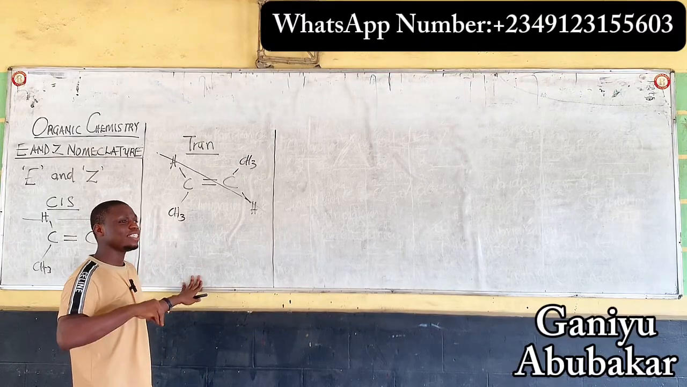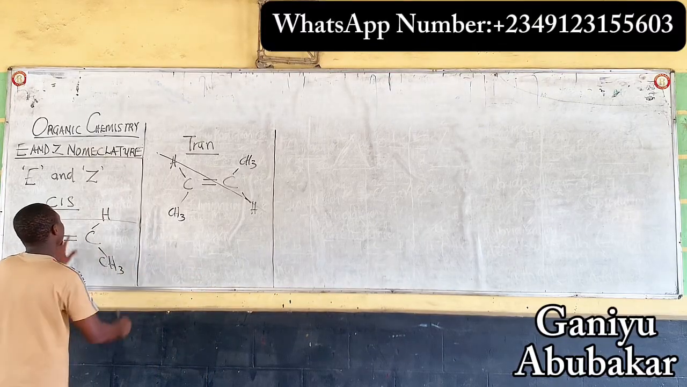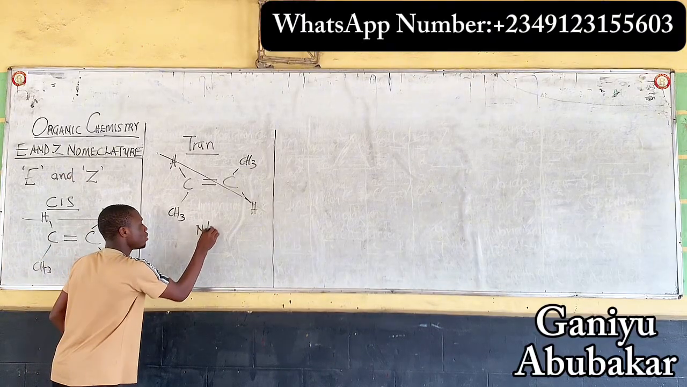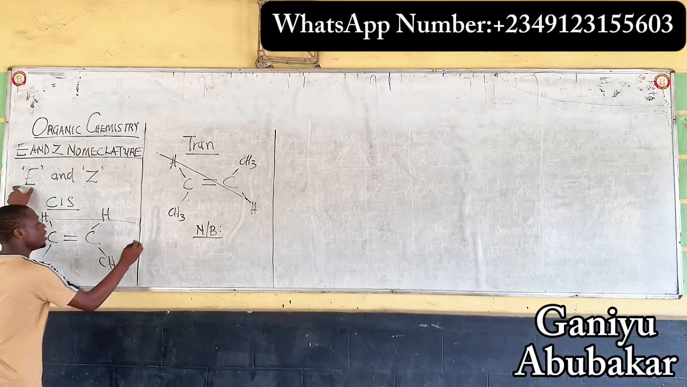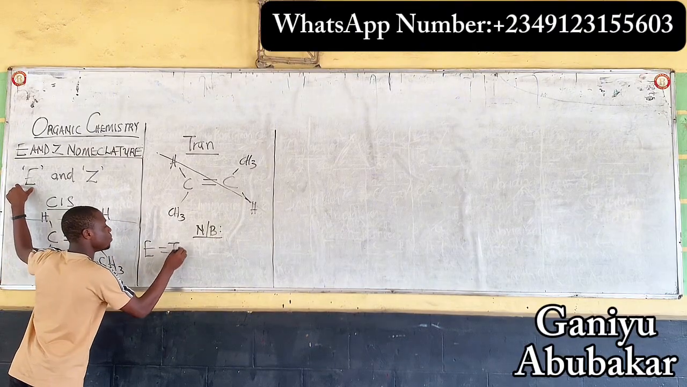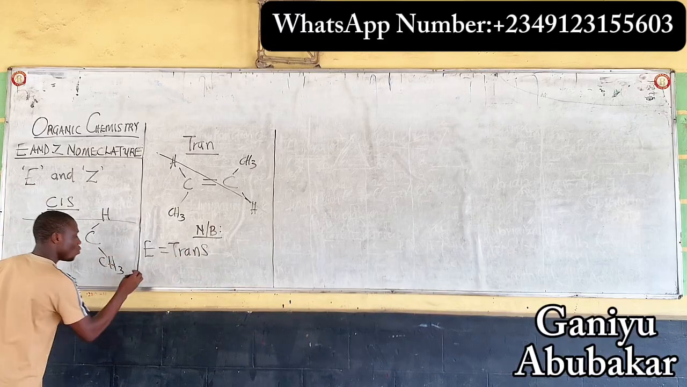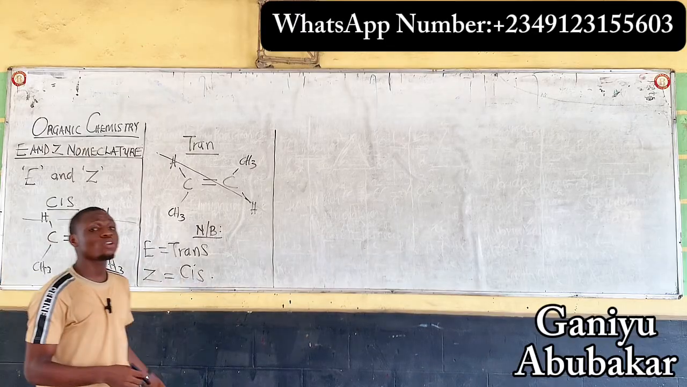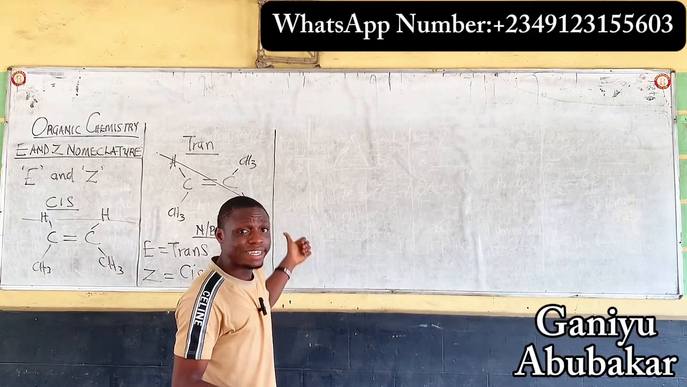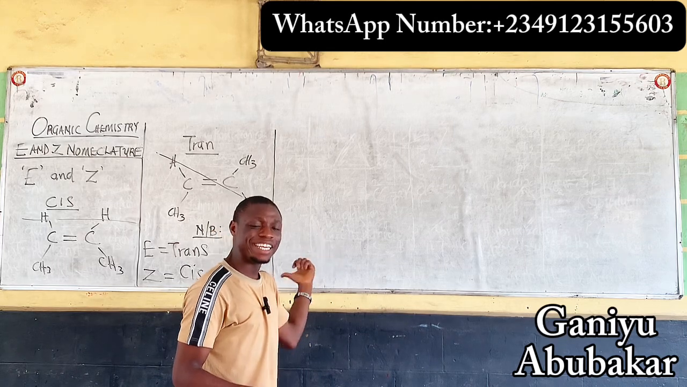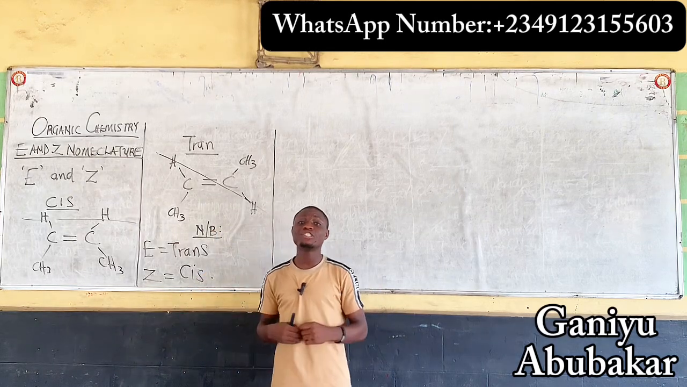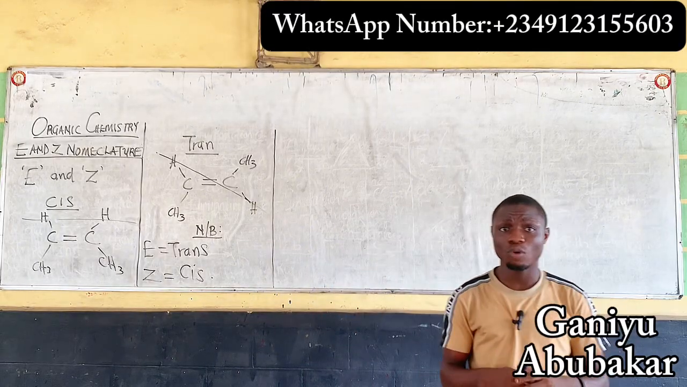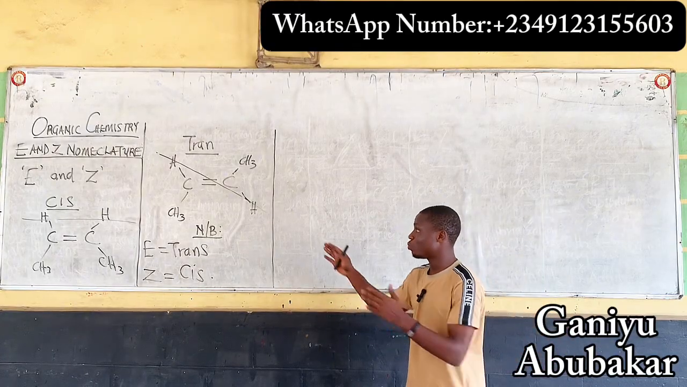Now here's the concept. In this topic under E and Z nomenclature, it's important to note that E goes with the trans system, while Z goes with the cis system. In this case, I will not call it cis, I will call it Z. I will not call it trans, I will call it the E. So under E and Z nomenclature, Z is for cis system, and E is for trans system.